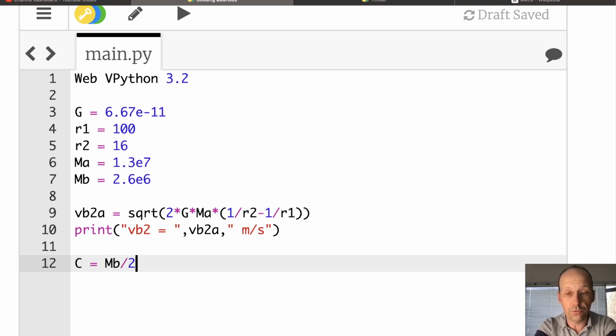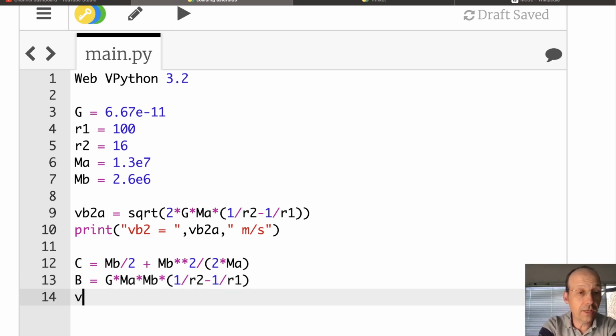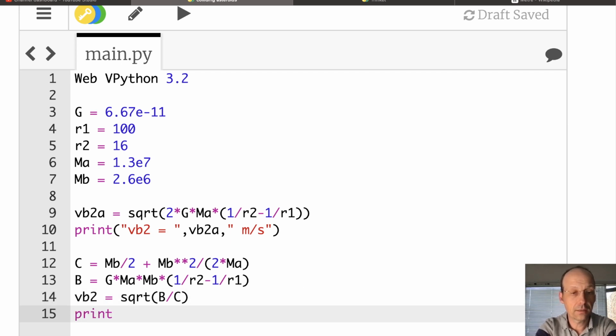Now I'm going to say C equals, I'm just typing in my equation right here. I have MB over 2 plus MB squared divided by 2 times MA. That's my value of C. And then B is equal to G times MA times MB times 1 over R2 minus 1 over R1. And then VB2 is just going to be equal to the square root of B over C. I can print that. And this is the new version, so I'm going to print both of them. VB2 meters per second. Now, should it be going faster or slower than the other one?